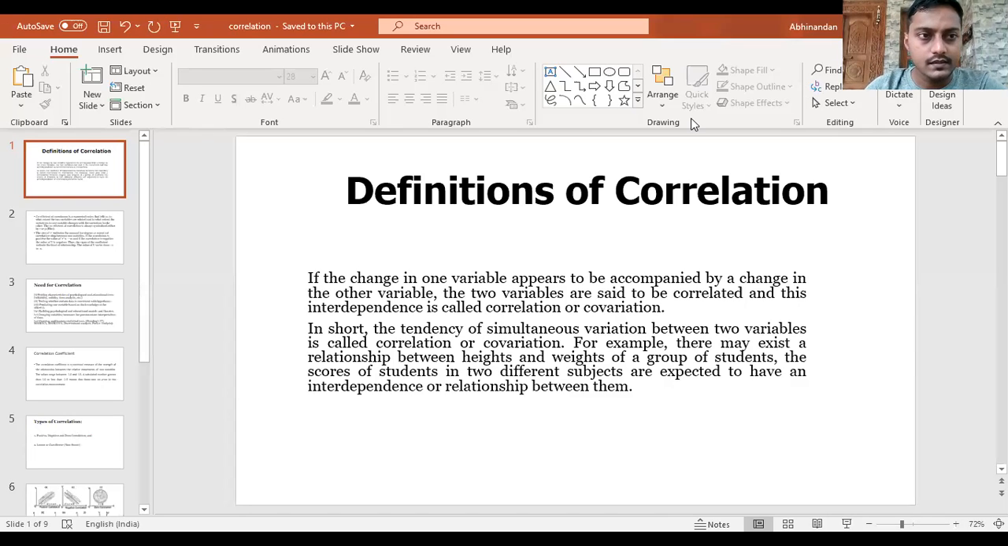So good morning, students. In the last class, we discussed descriptive analysis. We also discussed univariate analysis, bivariate analysis, and multivariate analysis. And we also discussed the research report.